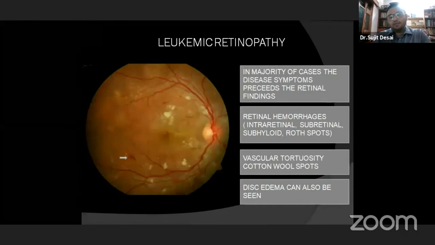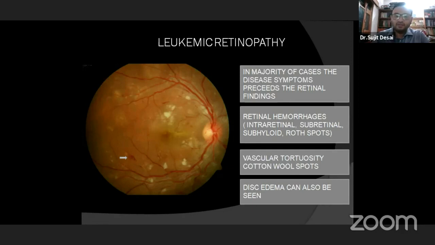This is a leukemic retinopathy. In the majority of cases, the patient has already been diagnosed elsewhere as having leukemia, and then it turns out they also have a retinopathy which is leukemic. The hemorrhages here are similar to what we have seen in the previous cases. Even the Roth spots are here, which can be seen by an arrow. There could be vascular tortuosity, and sometimes disc edema can also be associated, depending upon the infiltration of cancer cells on the optic nerve.